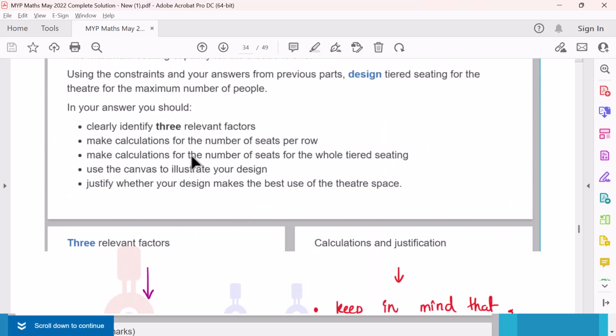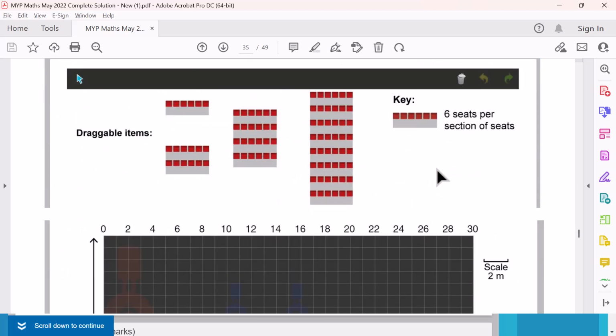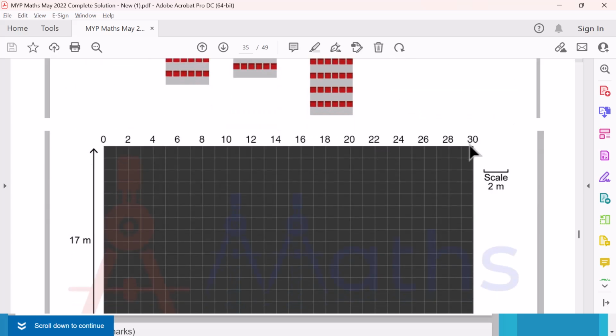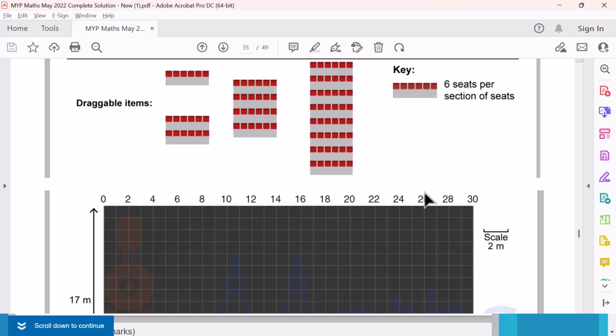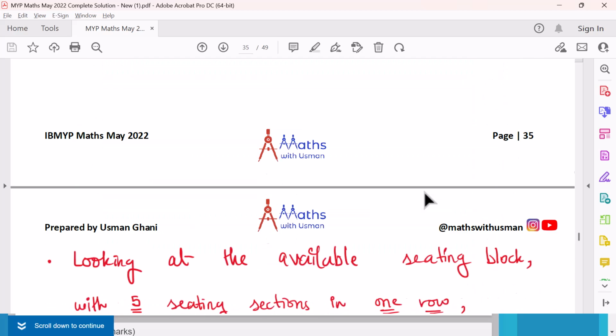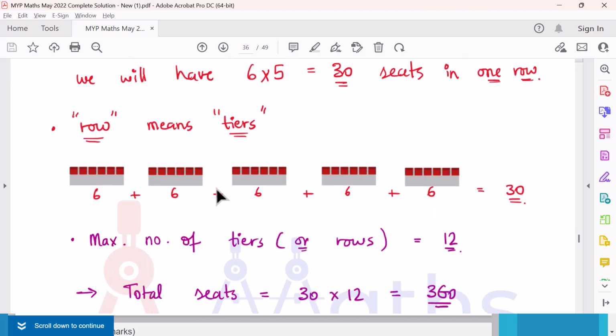Okay, easy. Calculations for the number of seats per row, calculations for the number of seats in the whole tiered seating. Okay, again, that's really simple. You know that the total width is 30, and you can have 5 seating sections in one row. Okay, so 1 2 3 4 5 6, 6 gap 6 gap 6 gap 6 gap 6. You have 30 people in one row, and I can even place the seating sections over here to show that by showing the gaps also. It's really simple. You've already done that. Okay, so it's 6 plus 6 plus 6 plus 6 plus 6. That's 30 people in one row.